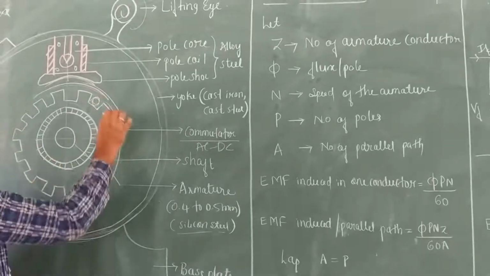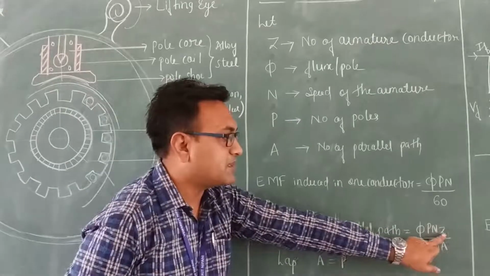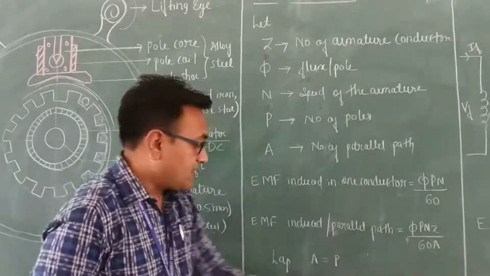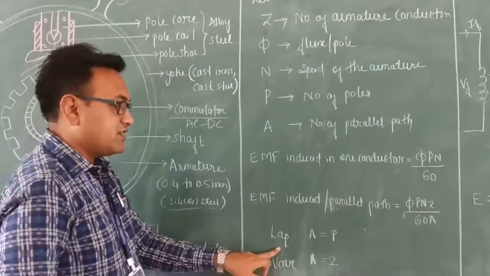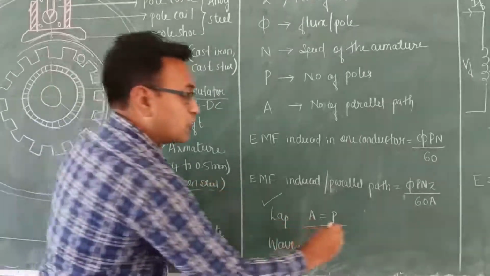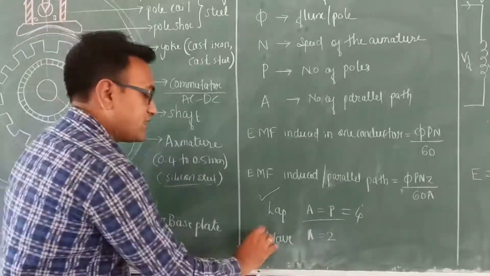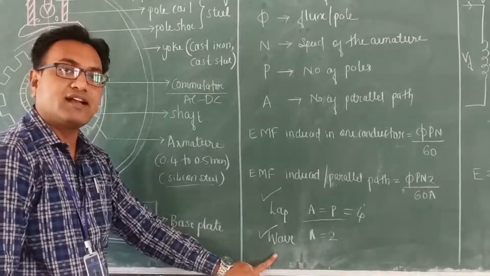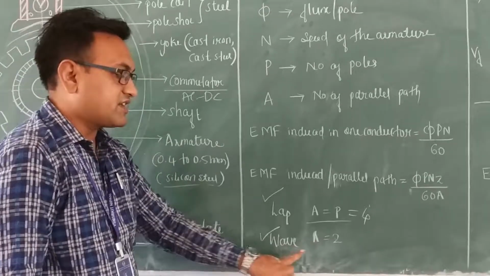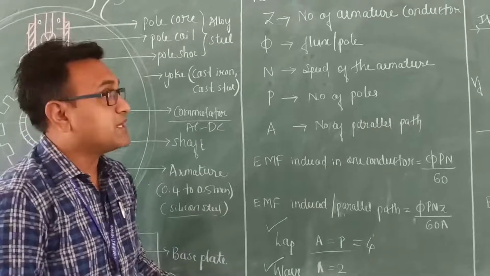For the total EMF, we consider how many conductors are present here, Z numbers, so Z will be multiplied, divided by 60 into A. In problem solving, if the connection is a lap connection, take A equal to P. If it is four poles, A is also 4. And if it is a wave connection, it doesn't matter how many poles, A is always equal to 2. So this is the EMF equation.